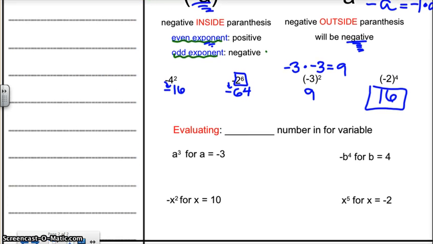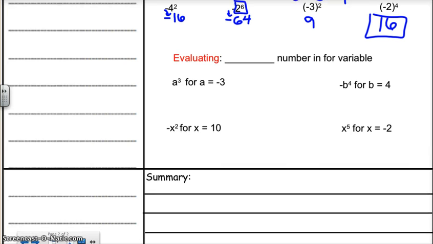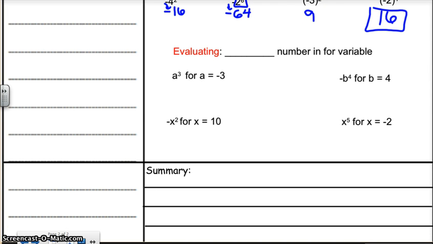All right, evaluating, the lovely vocab word of evaluating. It just means plug the number in, right? Remember, evaluate, plug it in. Plug the number in for a variable. And this is where it can get super confusing. Evaluate a cubed for a is negative 3. If a is negative 3, then all of a is negative 3. Okay, all of it. And when I think all of it, I think parentheses. It is all negative 3. So I'm going to write this as negative 3 cubed.